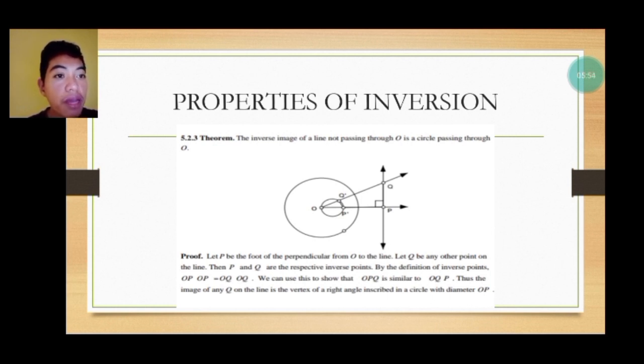By the definition of inverse points, OP times OP' equals OQ times OQ'. We can use this to show that triangle OPQ is similar to triangle OQ'P'. Thus, the image of any Q on the line is the vertex of a right triangle inscribed in a circle with diameter OP'. So we have the diameter OP', and we see that OPQ is similar to OQ'P'. With the help of the theorem, we are able to prove it.